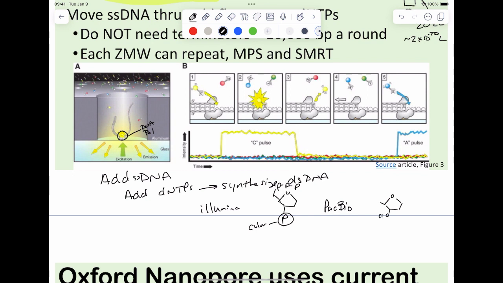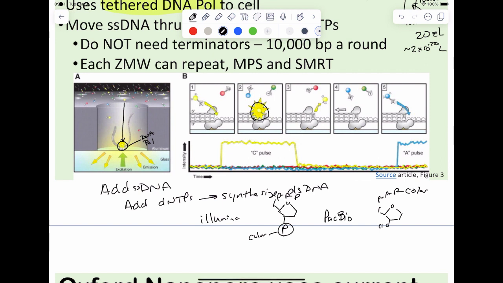We still have our OH, phosphate, phosphate, phosphate. Let's just add color to the last phosphate. So when the next nucleotide gets incorporated, if I shine a beam of light directly at where I have that DNA polymerase, I'm only looking at a certain location, which is where the new nucleotide is added in. When the new nucleotide shows up, I see the color of the nucleotide that was just added. But when we go to actually incorporate it, we snip it off and the color goes away.